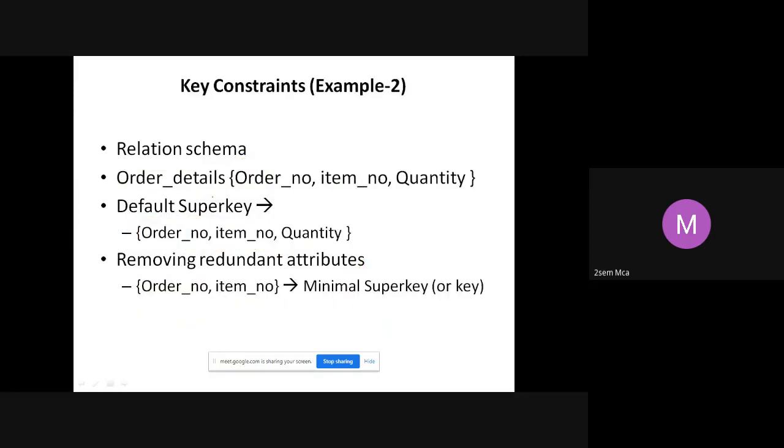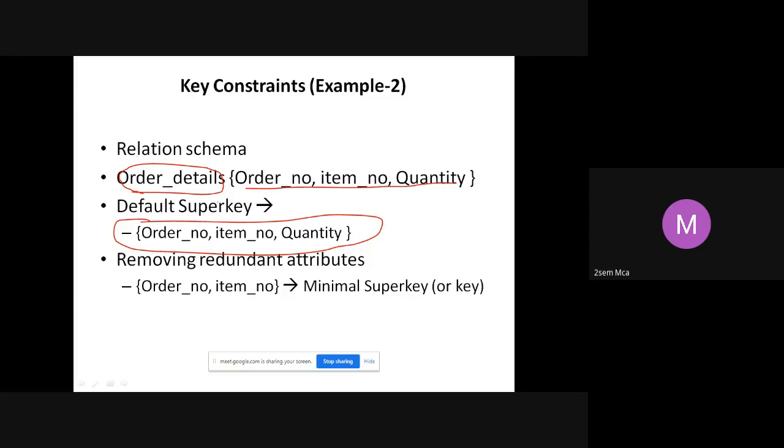Take another example here. Order details is the name of the table. What are the attributes of this table? Order number, item number, quantity. Now, when I say default super key, what is a default super key? You take all the attributes that are there in the table, the collection of all the attributes of the table, and I call it the default super key. So order number, item number, quantity together is the default super key.